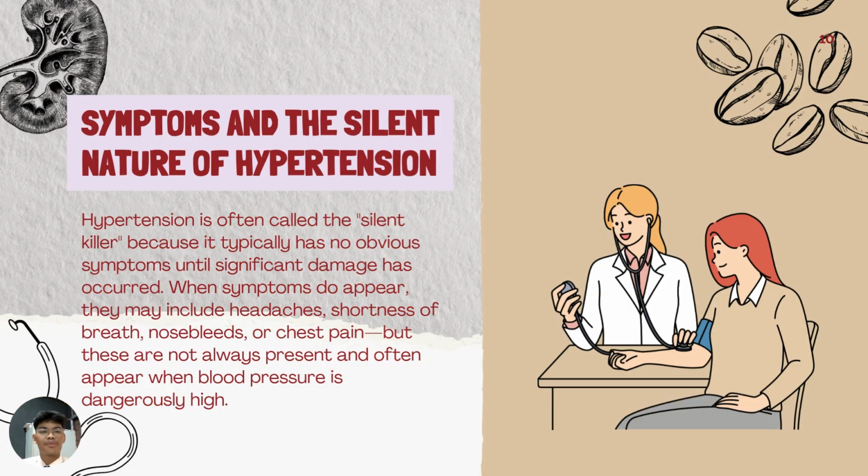And then we've got symptoms and the silent nature of hypertension. Hypertension is often called the silent killer because it typically has no obvious symptoms until significant damage has occurred. When symptoms do appear, they may include headaches, shortness of breath, nosebleeds, or chest pain. But these are not always present and often appear when blood pressure is dangerously high.